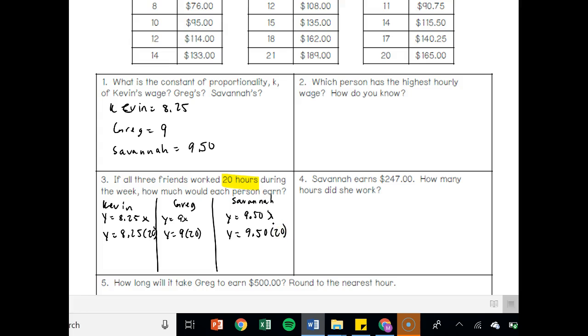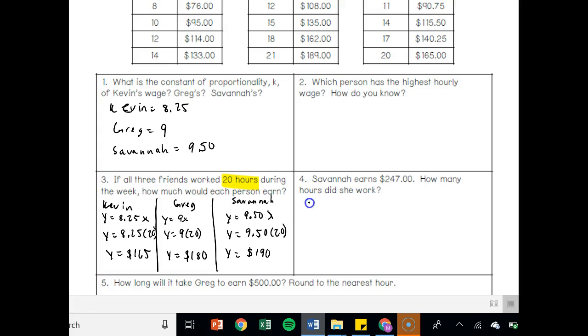So 8.25 times 20. Kevin is making $165 if he works 20 hours. Greg, 9 times 20. Greg is making $180 if he works 20 hours. And Savannah, she gets to make $190, right? That makes sense. She's got the highest hourly wage, right? So now it says Savannah earns $247. How many hours did she work?